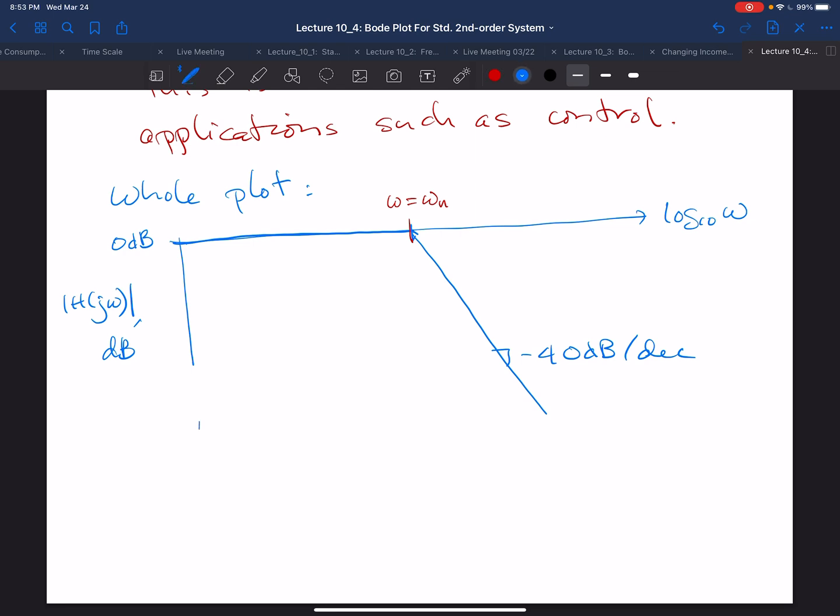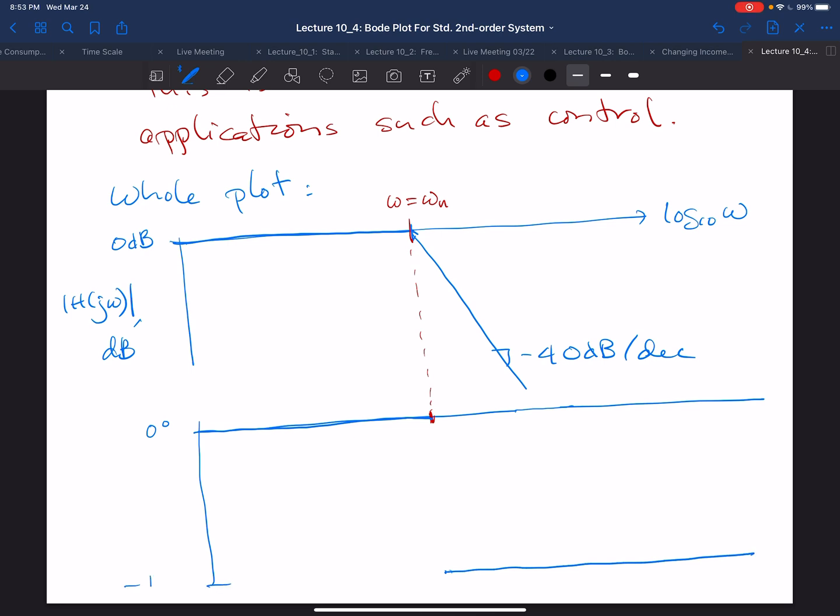And the phase curve will then look like this. At that corner frequency of omega equals omega n, the phase will abruptly shift from 0 degrees to minus 180 degrees. So again, what does this represent physically?